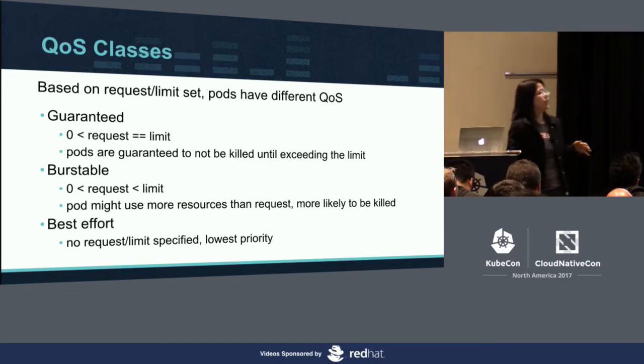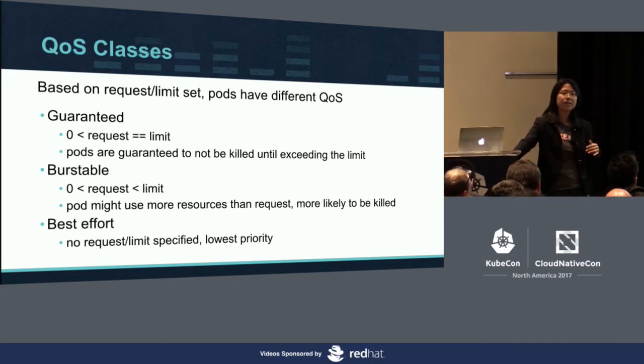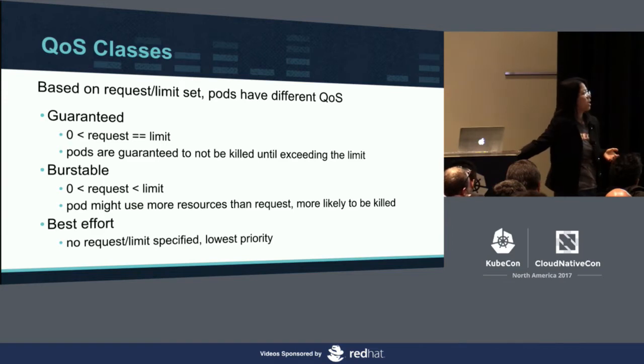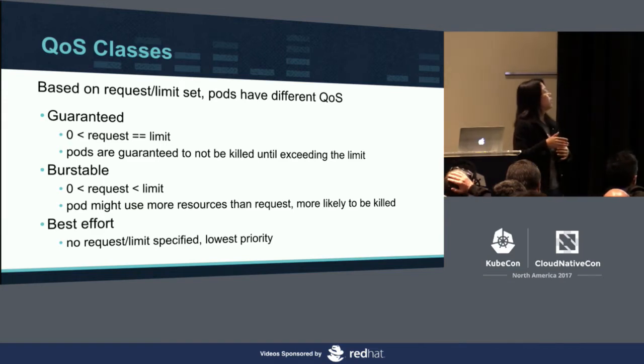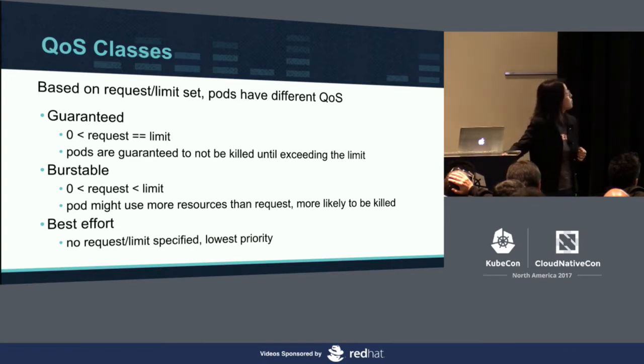And the first one: if you set your requests the same as your limit, we call them guaranteed pods. Those pods are guaranteed to have this much resource, and they should not use more than they request. So those pods will not be evicted in case of resource contention, unless the usage exceeds their limit.